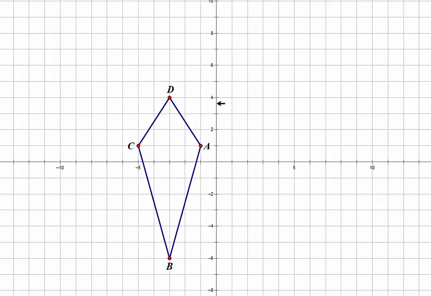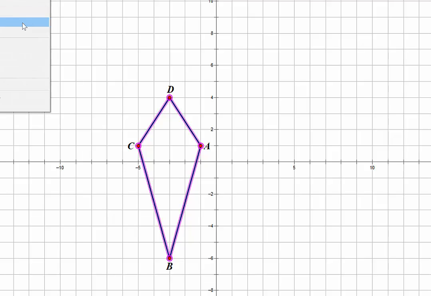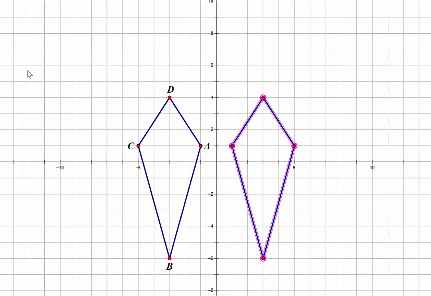So to make a reflection, I'm going to show you in Geometry Sketchpad. I don't know if you ever clicked on a line or a point and it made that double square. That's showing that that's going to be the line that I'm going to be reflecting over. So this shape over here and all of its pieces, I'm going to go to transform and reflect, and it will map over here.